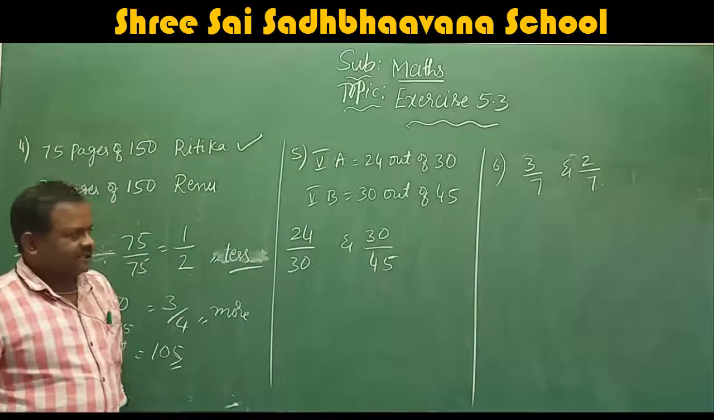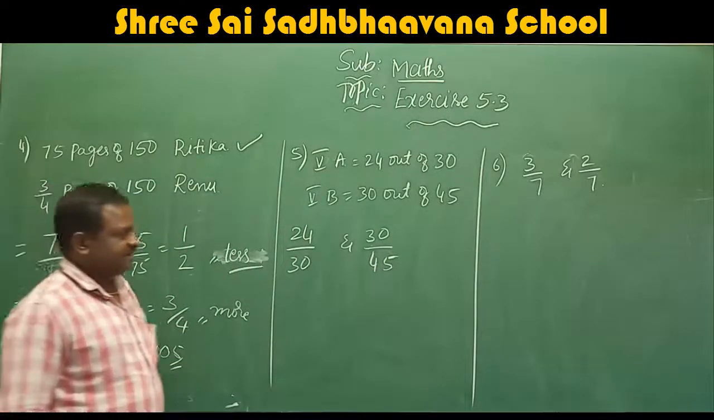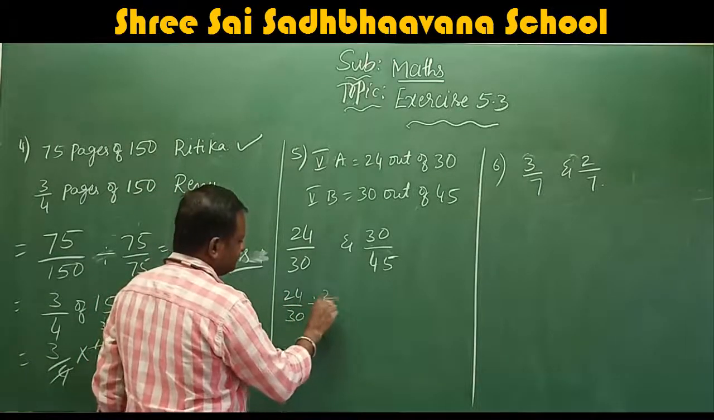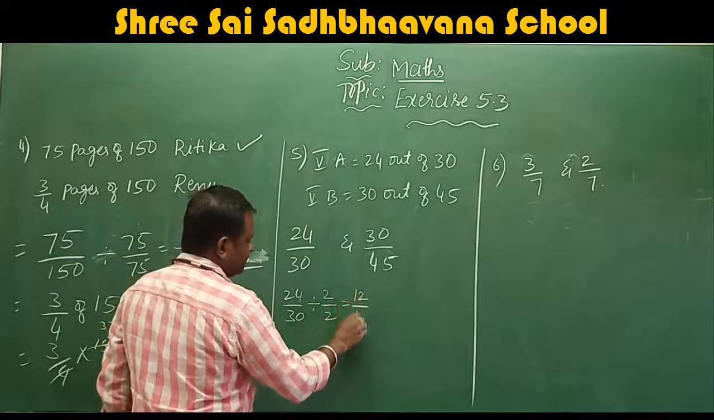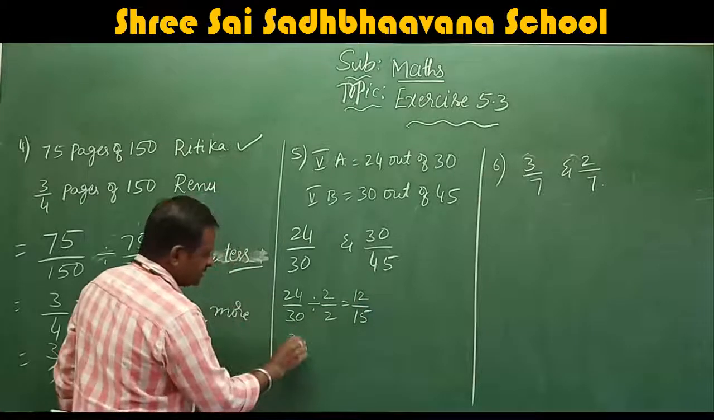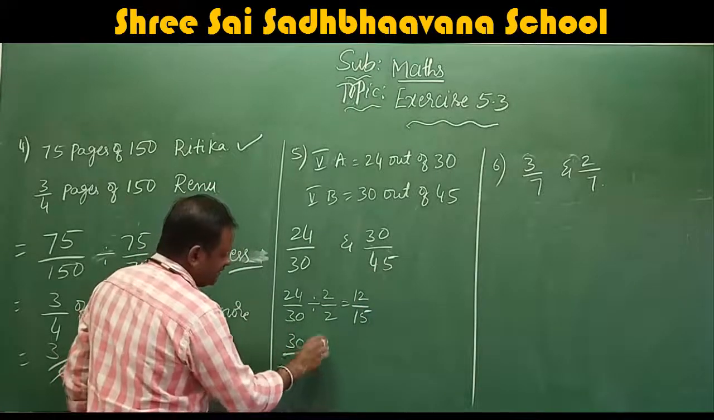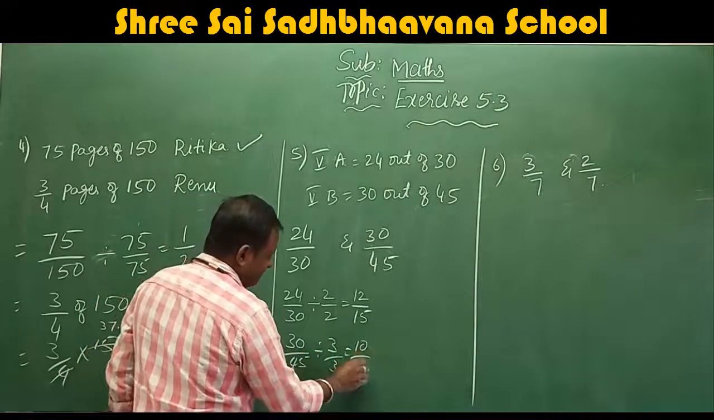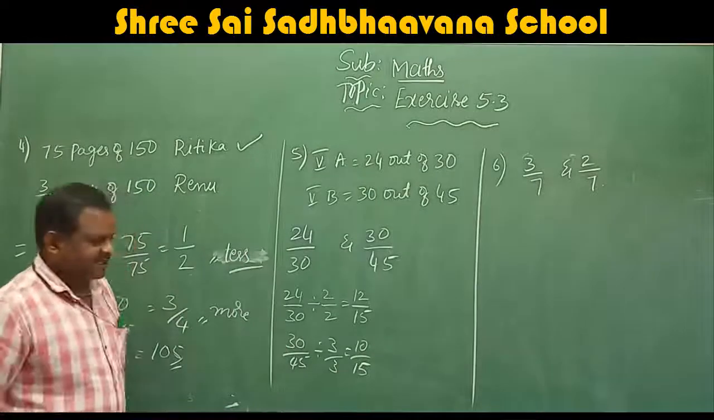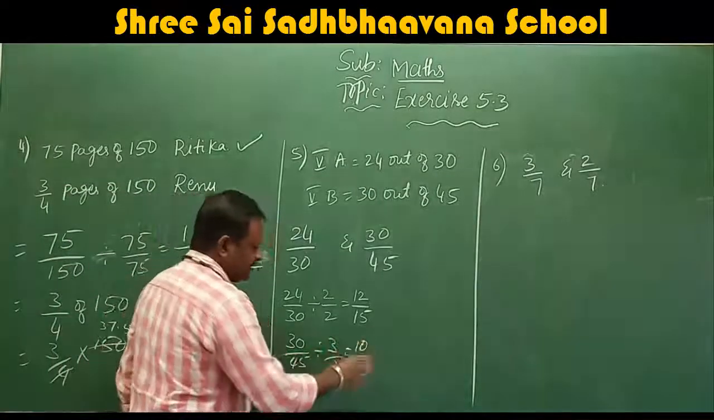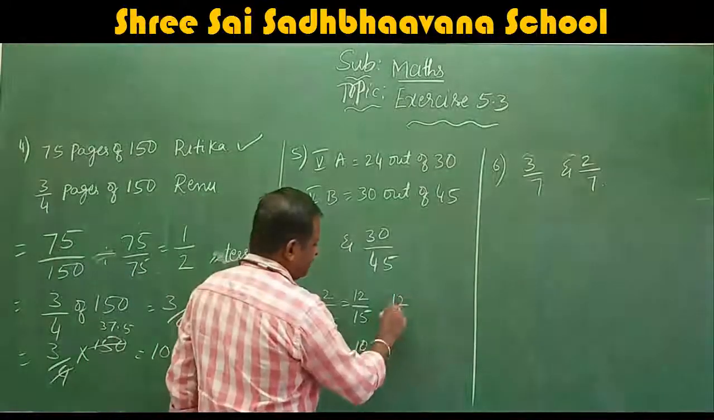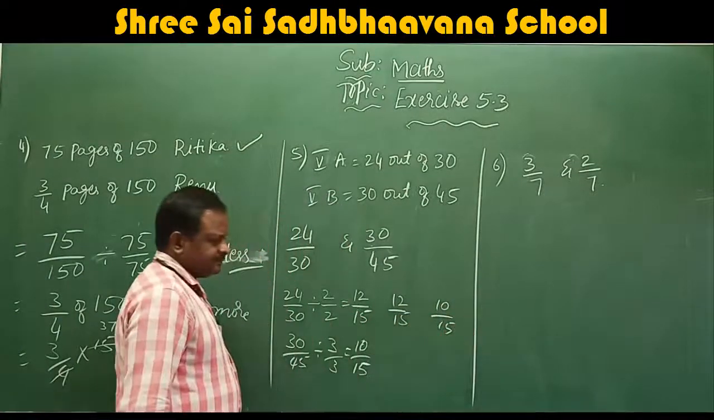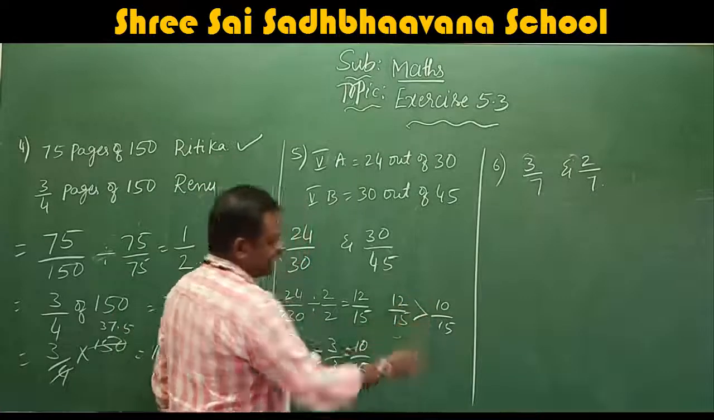We will make the denominators the same. Just divide 24 by 30 by 2. 2 12s are 24, 2 15s are 30. In the same way, 30 by 45, divide this by 3. 3 10s are 30, 3 15s are 45. So now it will come 12 by 15 and 10 by 15. Here which is greater? Yes, 12 by 15 is greater.